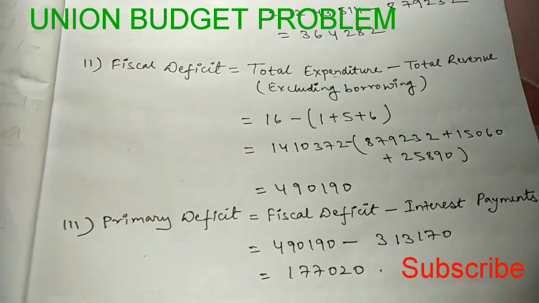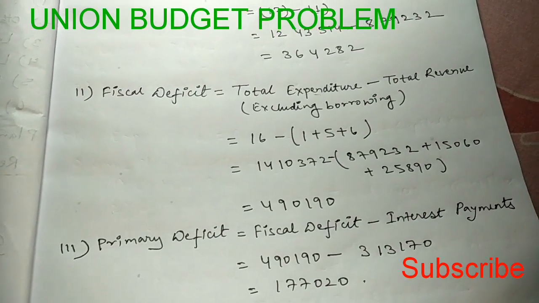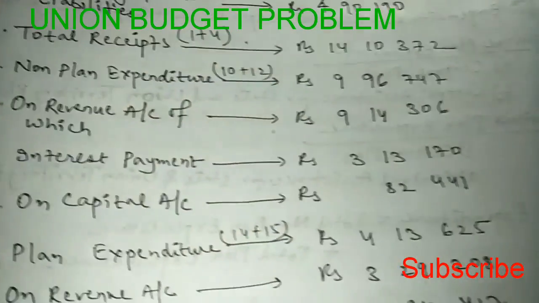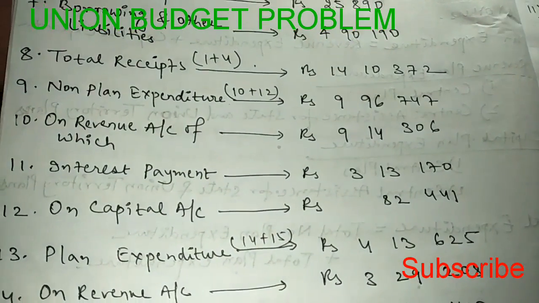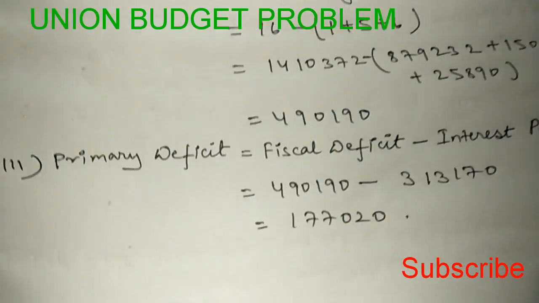Primary deficit is fiscal deficit minus interest payment. Primary deficit: the fiscal deficit is 4,90,190 minus interest payment. In the plan expenditure, the interest payment is 33,170. That is a very important part from the examination point of view.